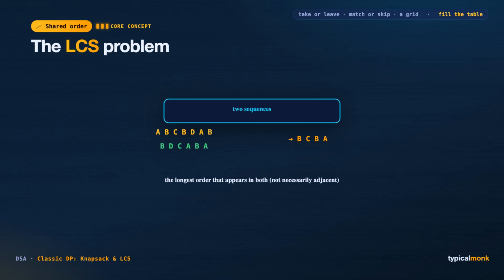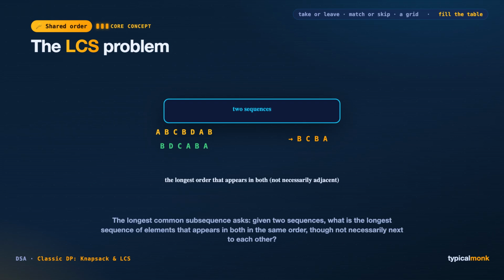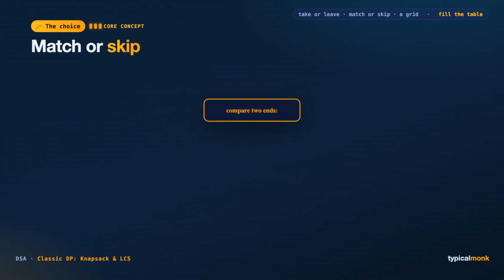So the takeaway: a subsequence keeps elements in their original order but allows gaps between them, unlike a contiguous substring, and the longest common subsequence is the longest such ordered pattern shared by two sequences, a widely used measure of their similarity that, like the Knapsack, has the overlapping subproblems and optimal substructure that make it a dynamic programming problem. Let us find the LCS recurrence, and you will see it comes from a simple question at the ends of the two sequences, beautifully parallel to the Knapsack.